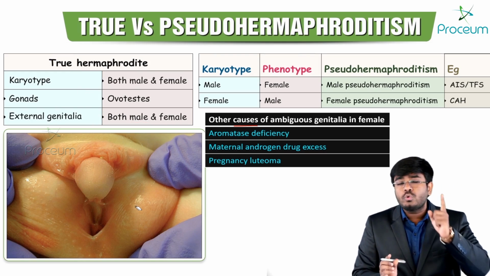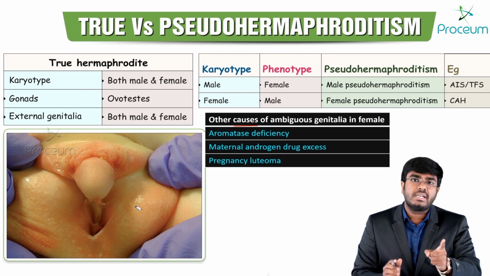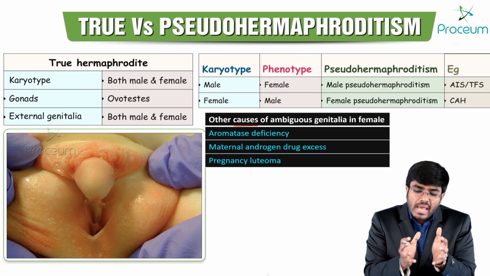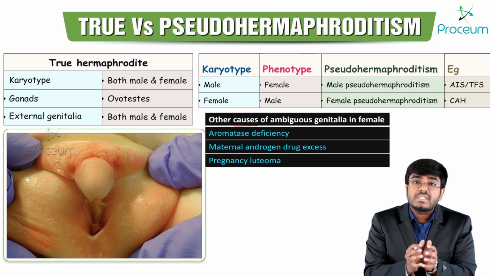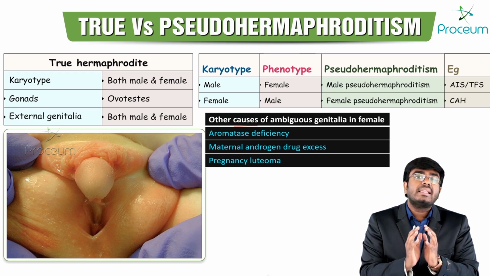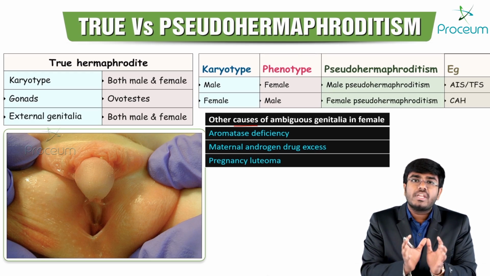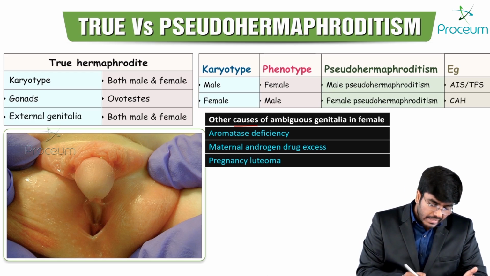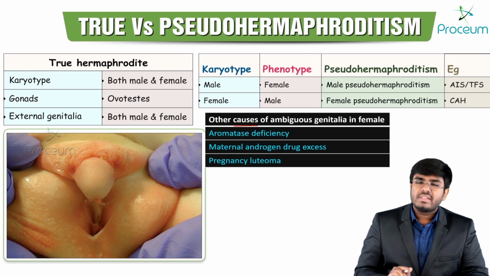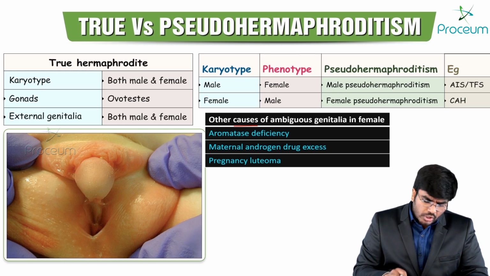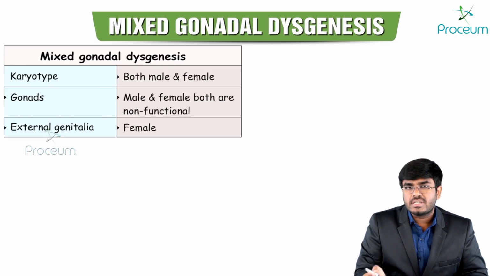Again, I am repeating, true hermaphrodite is a condition where there is a combination or amalgamation of both the sexes: ovaries and testis, ovotestis, and both of them are functional, and the external genitalia is also a combination of both. Okay, both male and female looking genitalia. Now after this, let's talk about a very small topic, which is mixed gonadal dysgenesis.